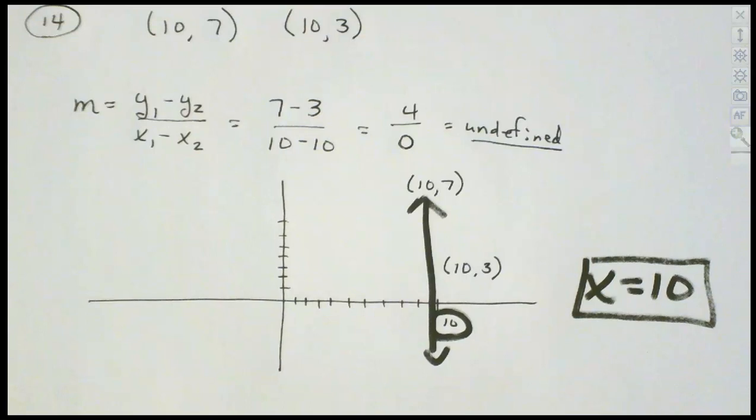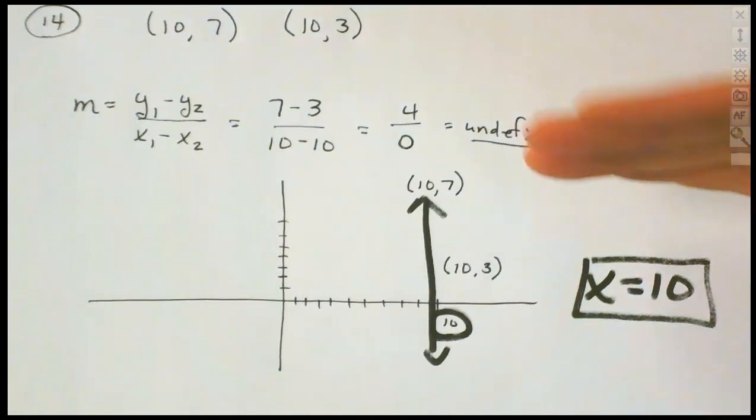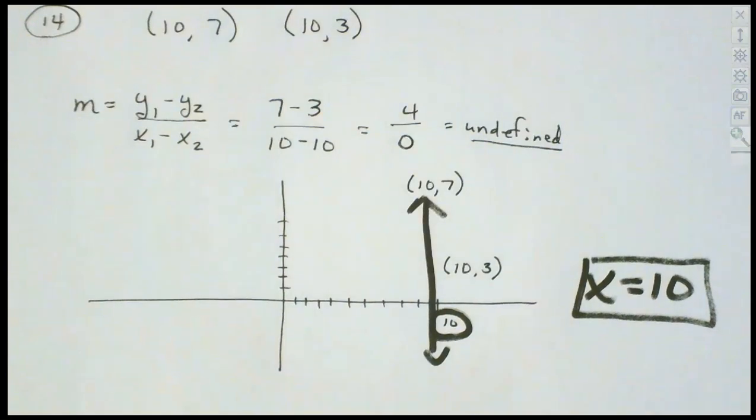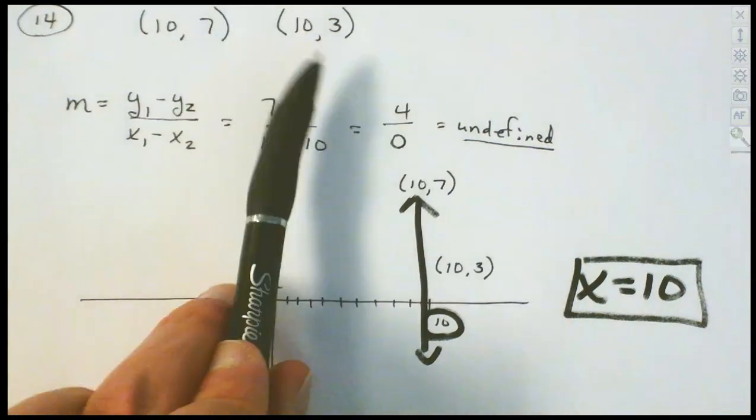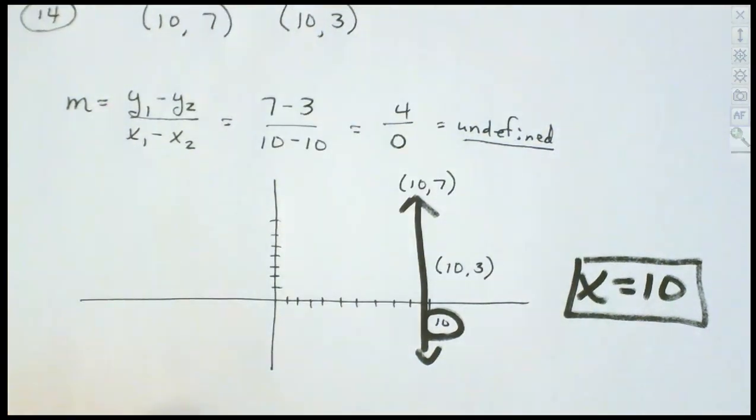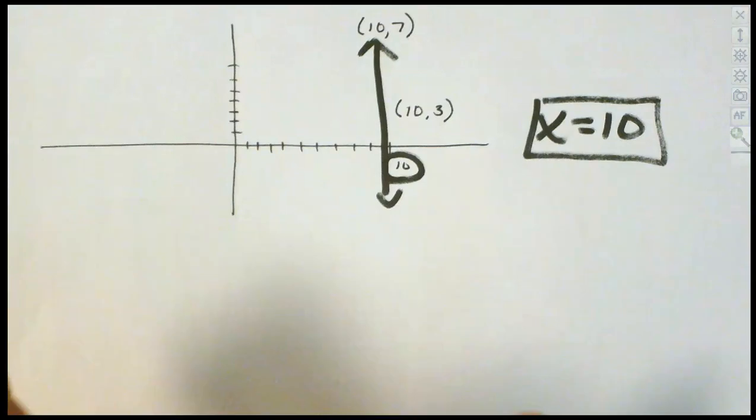Remember, there are 4 types of slopes. If it's going up from left to right on a diagonal, it's positive. Going down from left to right on a diagonal, it's negative. If it's a vertical line, it's undefined. If it's a horizontal line, your slope is 0. So our slope is undefined, that's your vertical line, and your x components are both 10. So that's why your answer would be x equals 10.